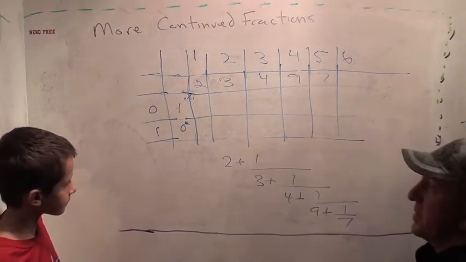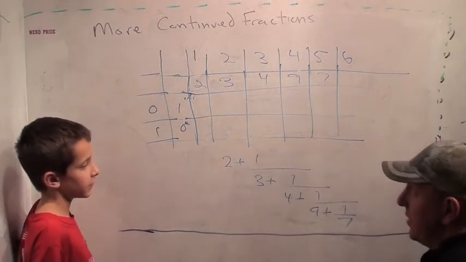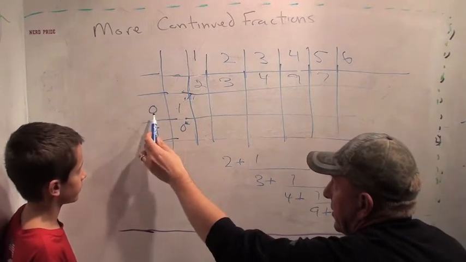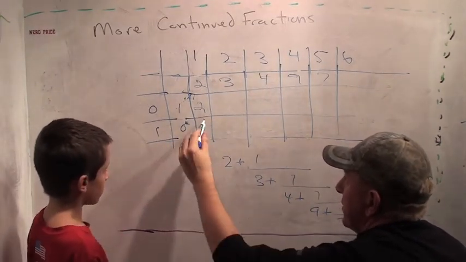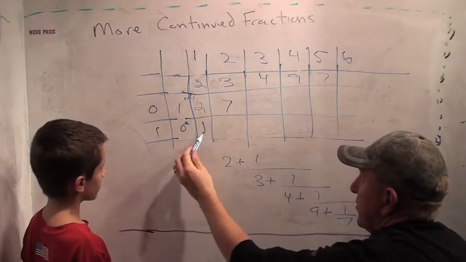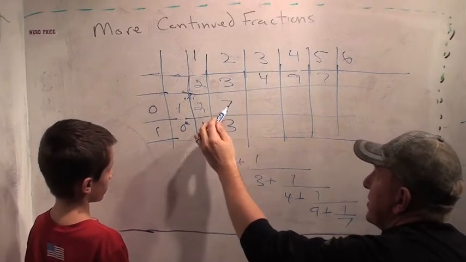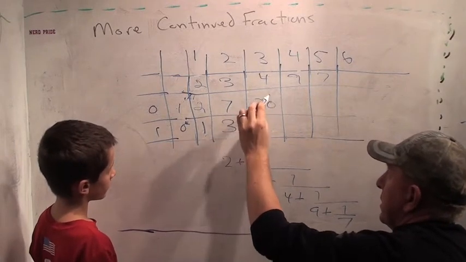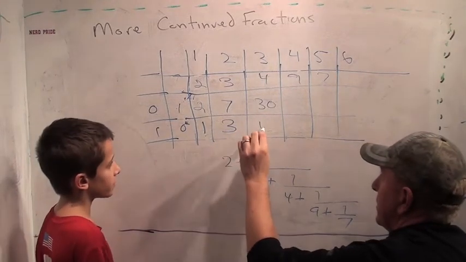Now, before I taught you the continued fraction machine trick, this would have taken a long time to figure out, right? Now let's just figure it out. 2 times 1 is? 2. Plus 0 is? 2. 2 times 0 is? 0. Plus 1 is? 1. 3 times 2 is? 6. Plus 1 is? 7. 3 times 1 is? 3. Plus 0 is? 3. 4 times 7 is 28. Plus 2 is? 30. 4 times 3 is 12. Plus 1 is? 13.